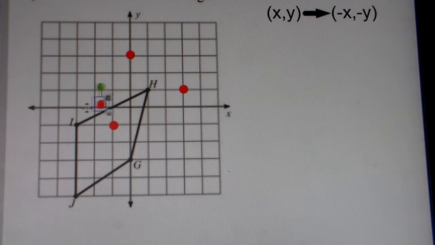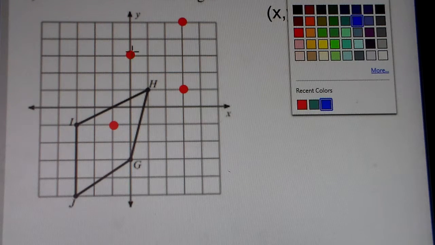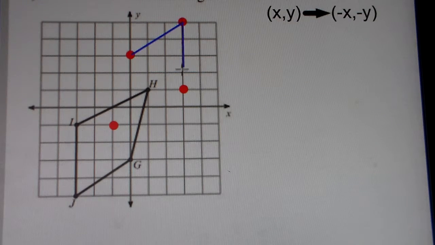And my J, if it's 3 to the left and 5 down, that means you got to go 3 to the right and 5 up. So that's my answer for number 6.